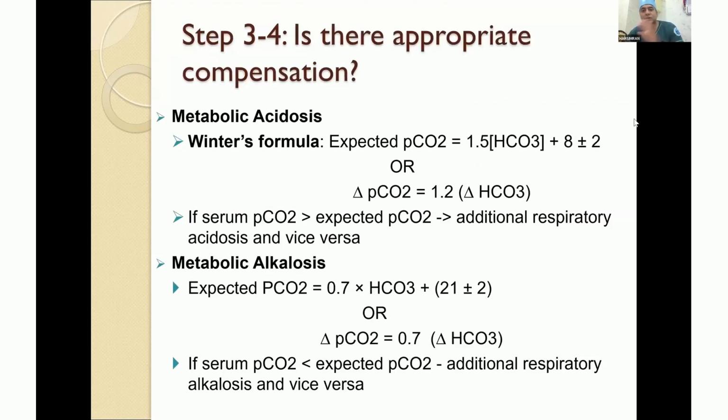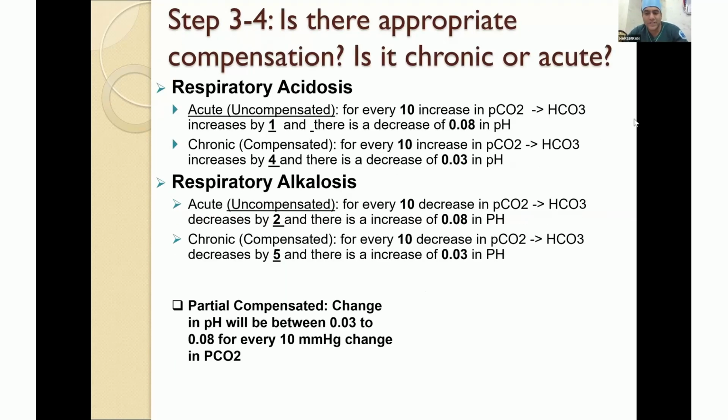If it were respiratory, as I've told you, it changes like this: 1, 4, 2, 5. In respiratory acidosis, if acute, bicarbonate changes by 1; if chronic, by 4. In respiratory alkalosis, if acute, bicarbonate changes by 2, and if chronic, by 5, for every 10 rise in PCO2 value. Slightly confusing, but this is how you have to mug up certain formulas while interpreting ABGs.